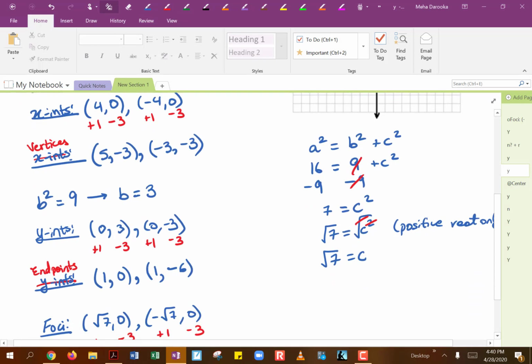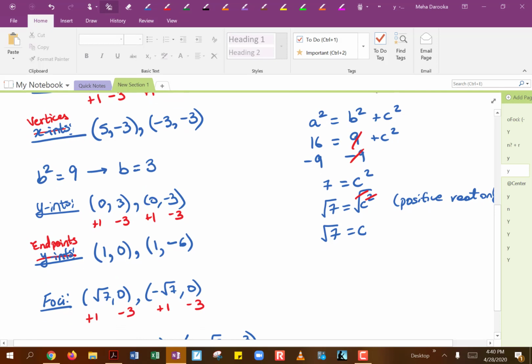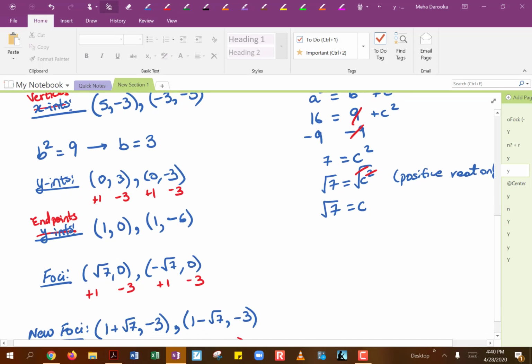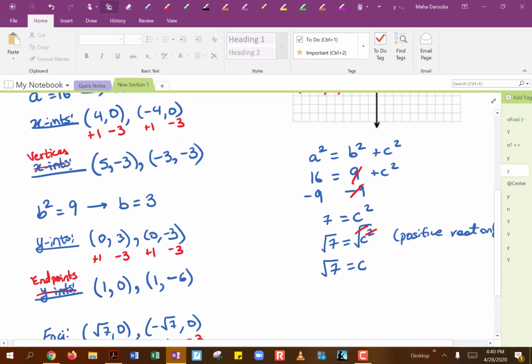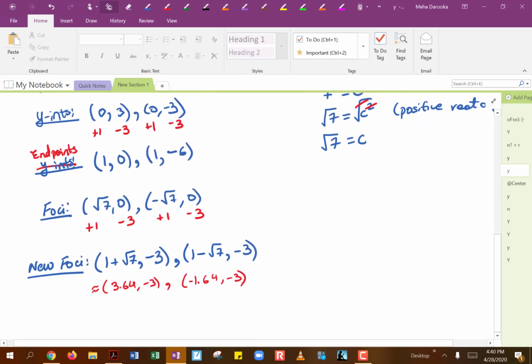And then using b squared equals 9, which means b equals 3, we get our original y-intercepts at 0, 3 and 0, negative 3. Moving these points 1 unit to the right and 3 units down, we get the endpoints of our minor axis at 1, 0 and 1, negative 6. Using the relationship a squared equals b squared plus c squared, we came up with the value of c, which is square root of 7.